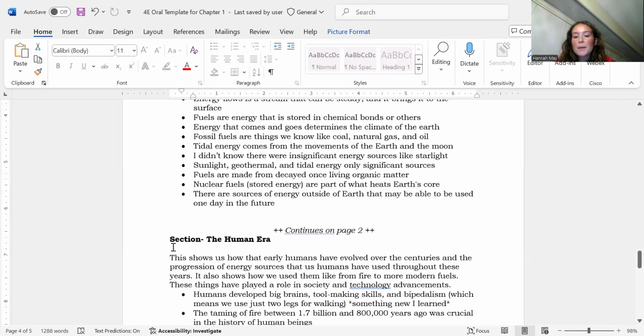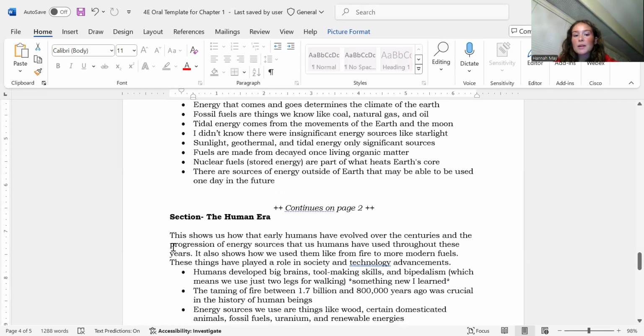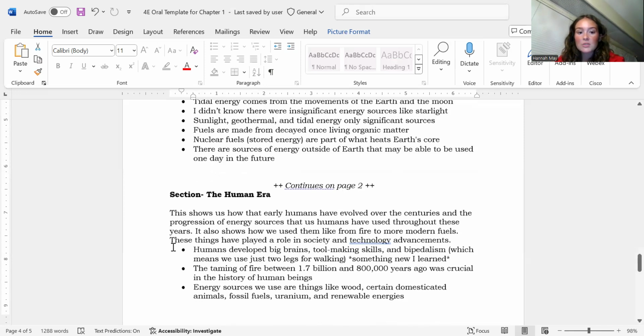I think it's cool to think that maybe one day we can get to those energy sources that are outside of Earth's reach. We'll have that technology one day to be able to get to those.